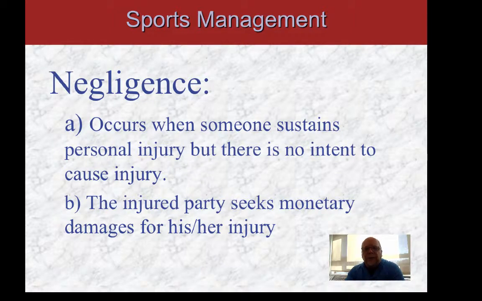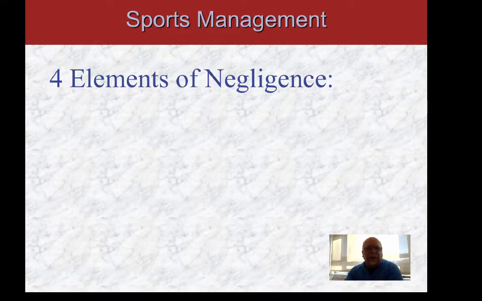The injured party, as a result, doesn't seek criminal action, seeks monetary damages, all right, for his or her injury. So if they get into a car accident, or if there's a breach of, somebody goes on their property, something like that, so damage to their house, they seek monetary damages for their injury instead of a criminal act.